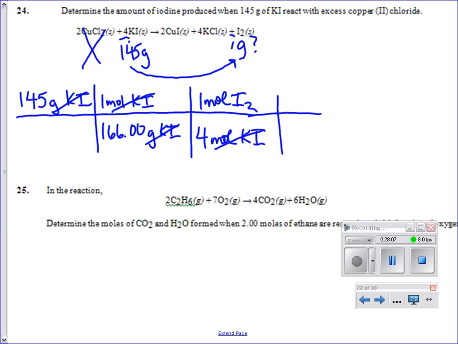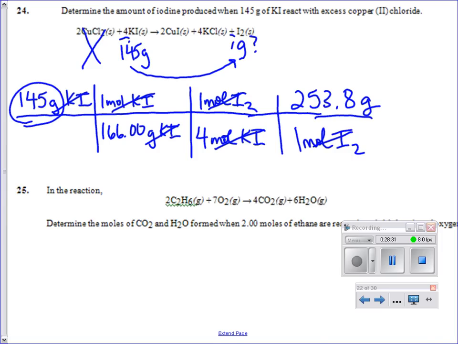So how do I get from moles of I2 to grams of I2? Formula mass. I have 126.90 times 2, 253.8 grams. So moles of I2 cancel. So to 3 sig figs based on the original number of sig figs in this problem, how many grams of I2? 55.4 grams of I2. So that's the mole bridge. And we're going to be working on Friday.